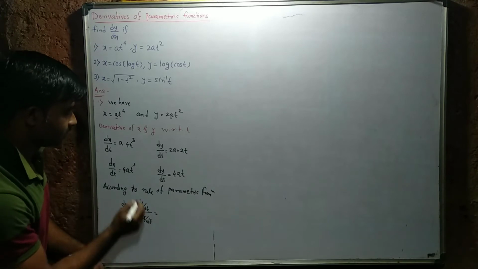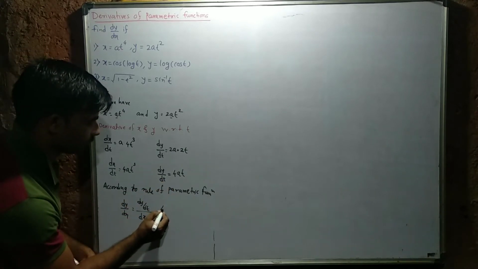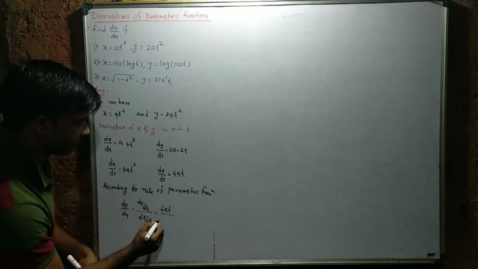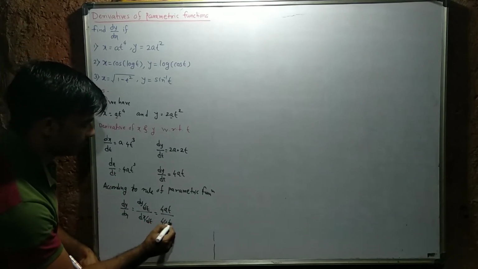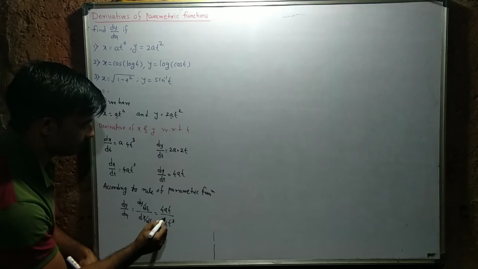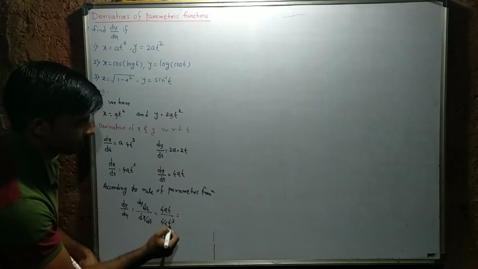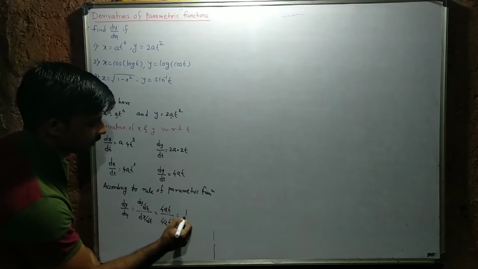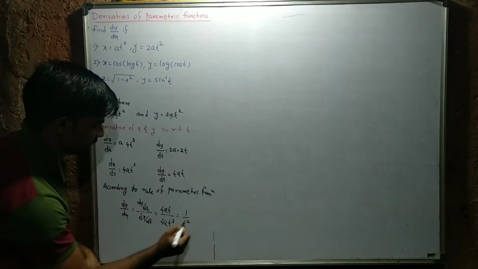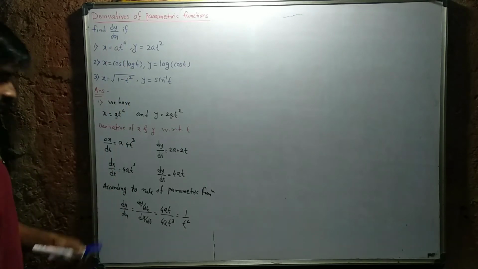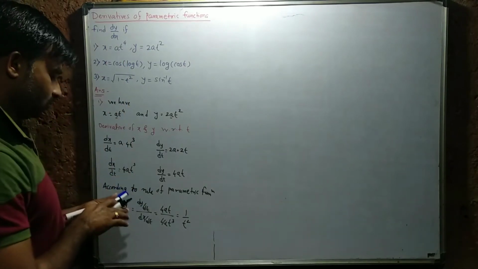dy by dt is nothing but 4at, divided by dx by dt, which is 4at cube. Therefore 4 and 4 cancel each other, a and a cancel each other, and t and one of the t's cancel, and you will get 1 divided by t square, which is your dy by dx for this function. Similarly, you can find the derivatives for the second one.